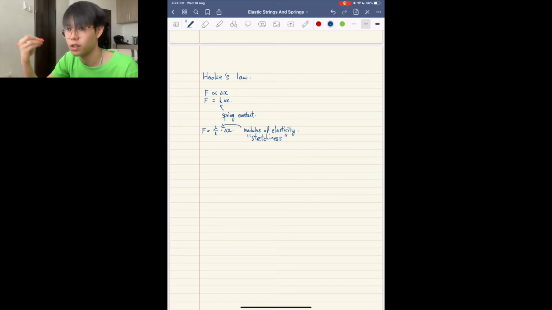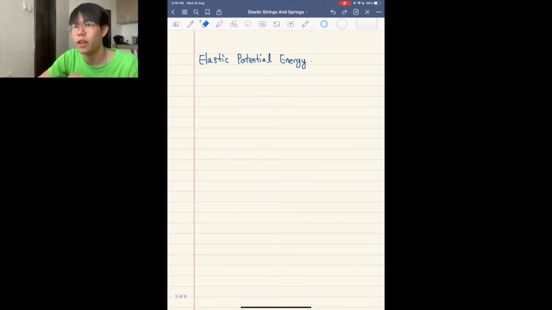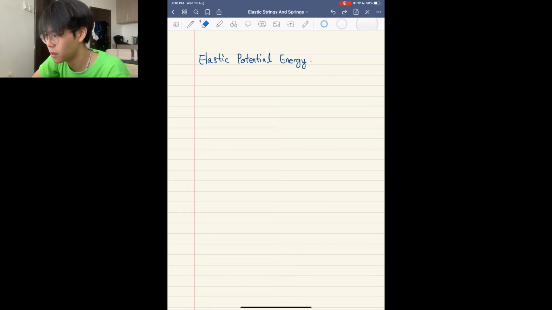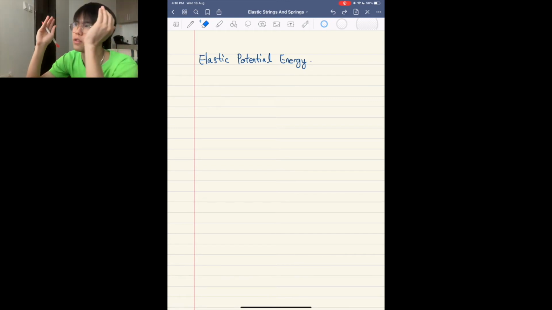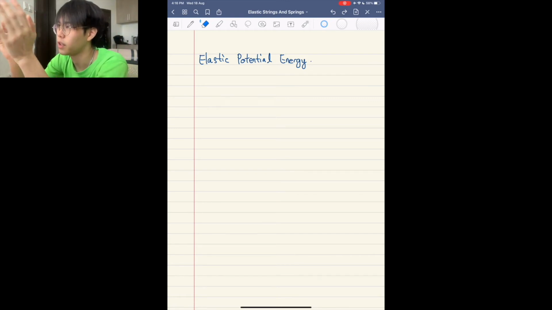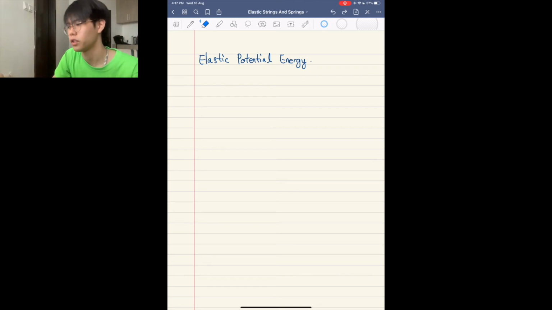Okay, the next thing that I want to talk about is elastic potential energy. Okay, what is elastic potential energy? For example, if you have a spring or string, and when you extend it, there will be elastic potential energy inside the spring. And this elastic potential energy will tend to return the spring or string back to its original form.